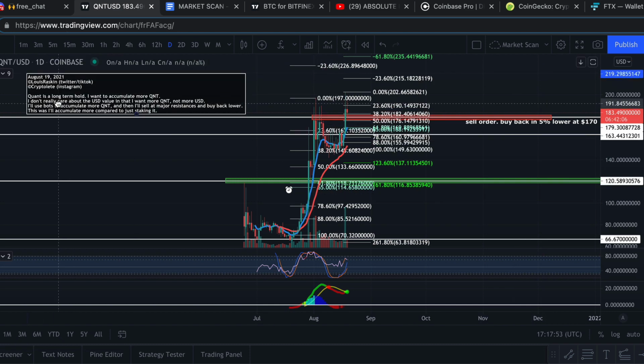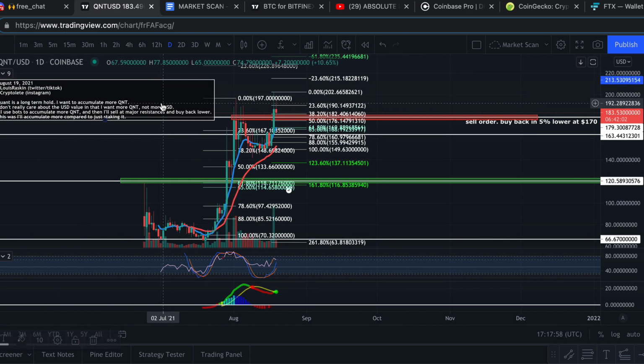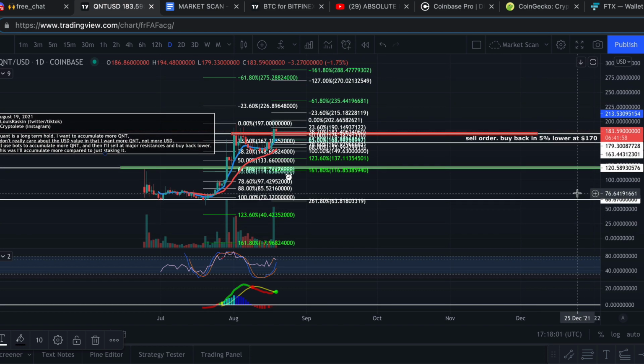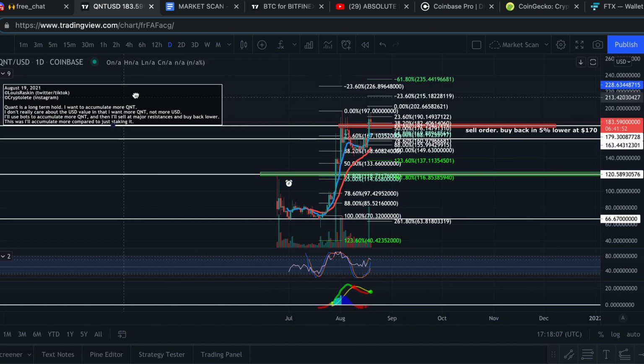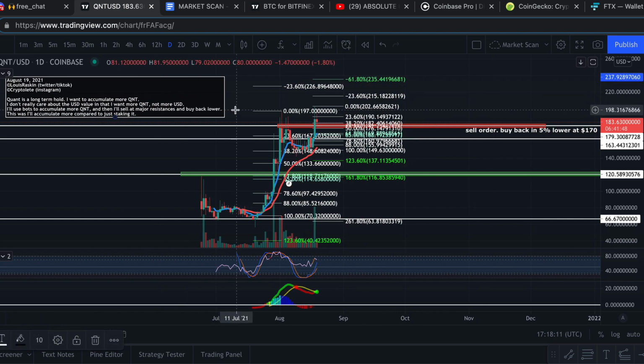So I'm trying to get 10,000 Quant. That's my thing, 10,000, because I believe that Quant will eventually be $10,000 per QNT. So I'm trying to get as much as possible, and I want 10,000 of them. I'm not there yet, but I could get there. Anyway, I actually pulled this off.